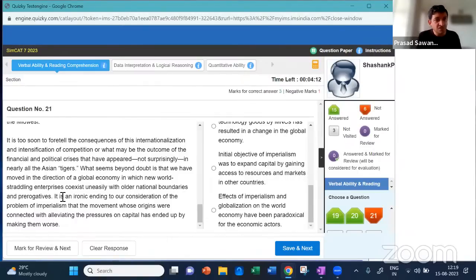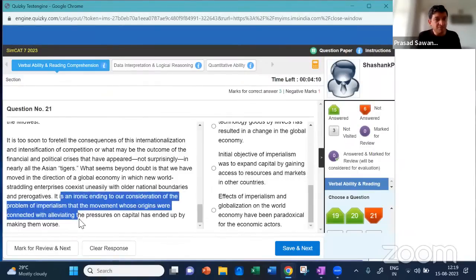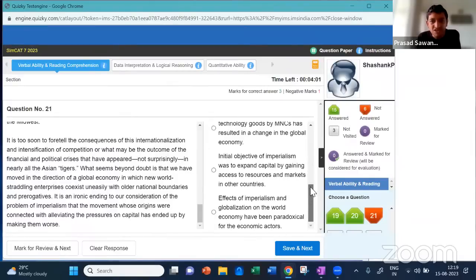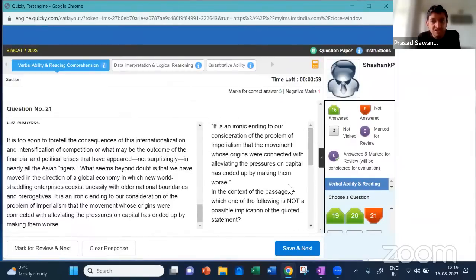So let's see. Understood. It is an ironic ending to a consideration of the problem of imperialism that the movement whose origins were connected with alleviating the pressures on capital has ended up by making them worse. The imperialist and social bit I completely missed in this one, but let's see.